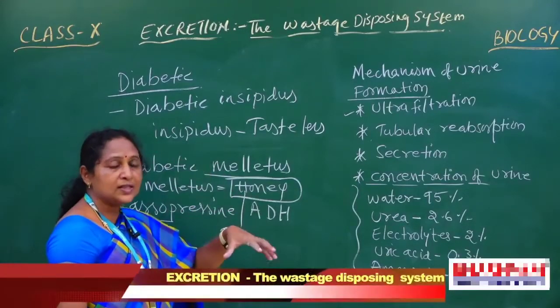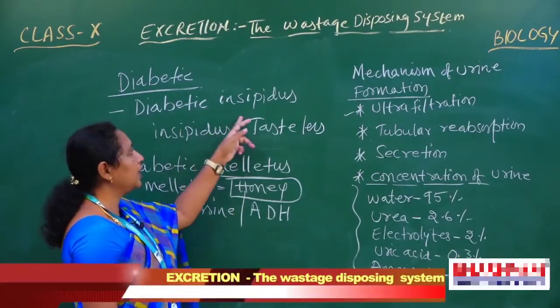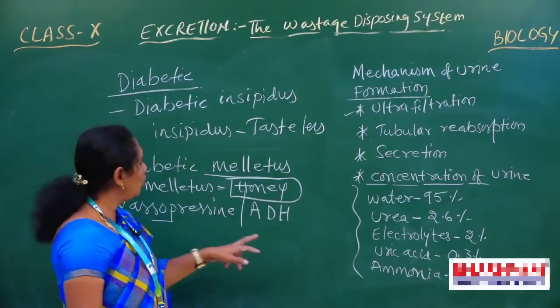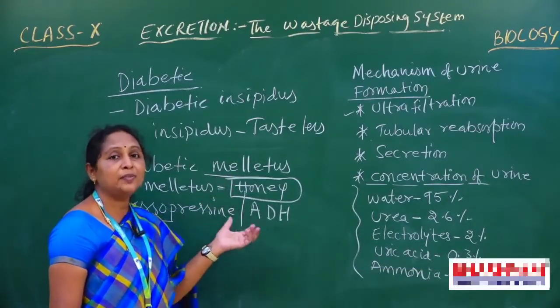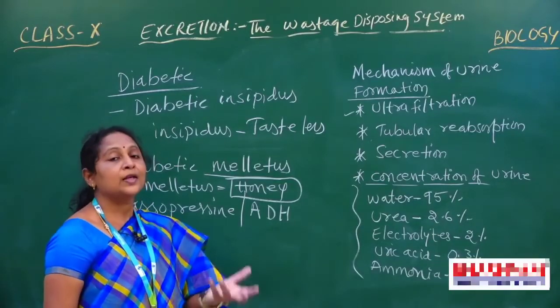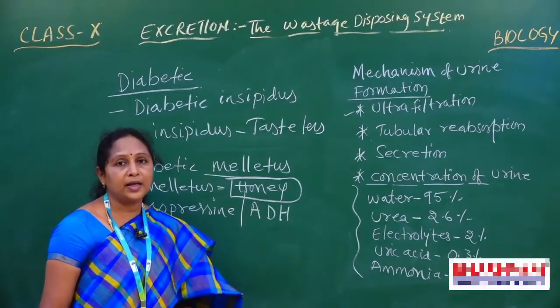If the sugar levels are decreased in the urine, then that is called diabetic insipidus. What is the meaning of insipidus? Tasteless. What is the meaning of mellitus? Mellitus means honey. Honey, as you know, is so sugary. Due to that, they suffer from a high diabetic condition.